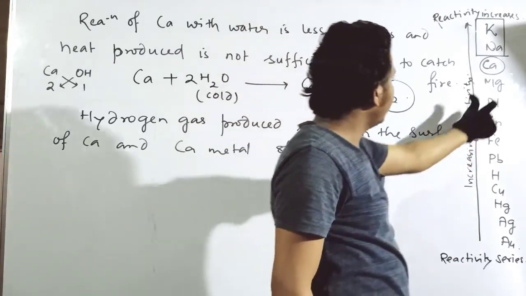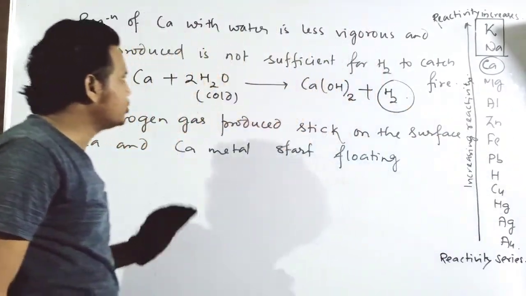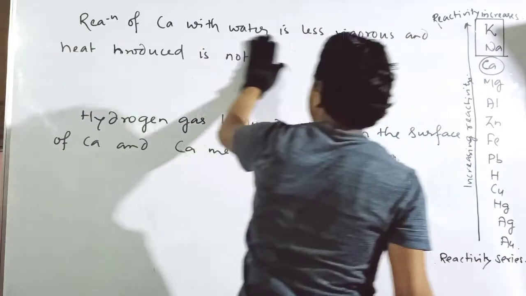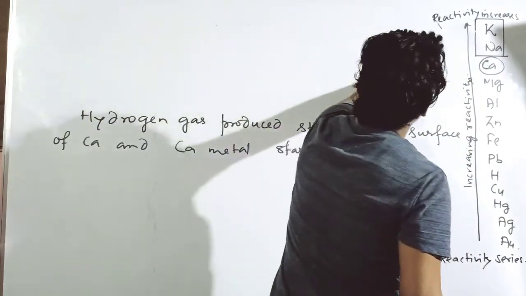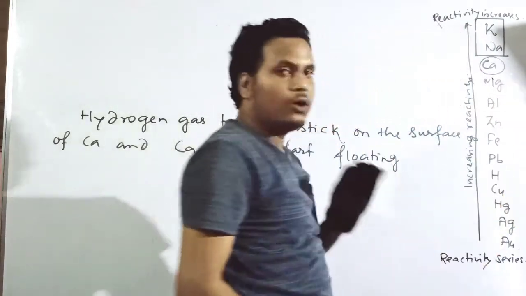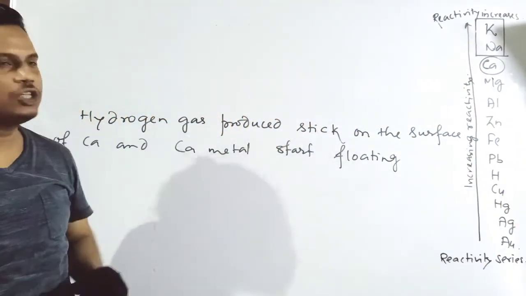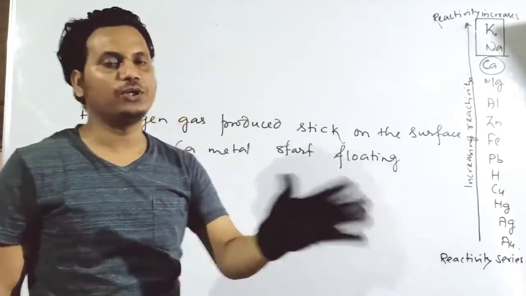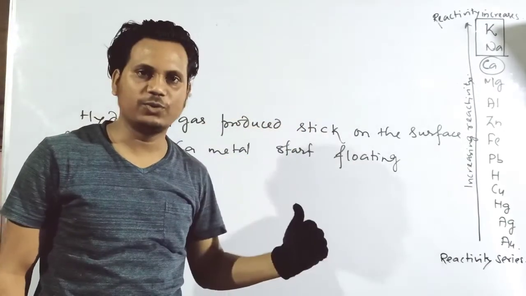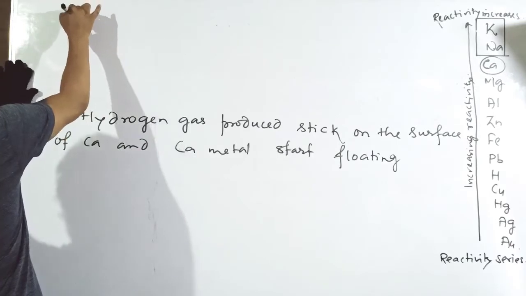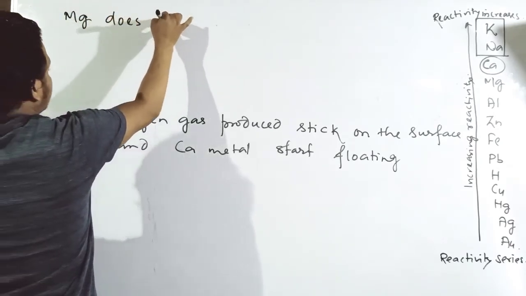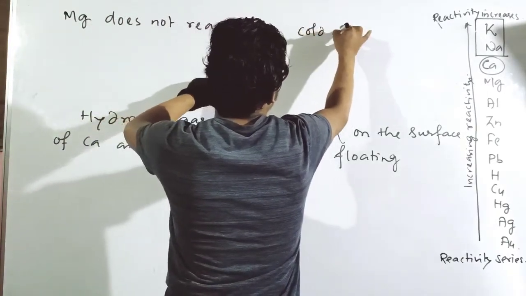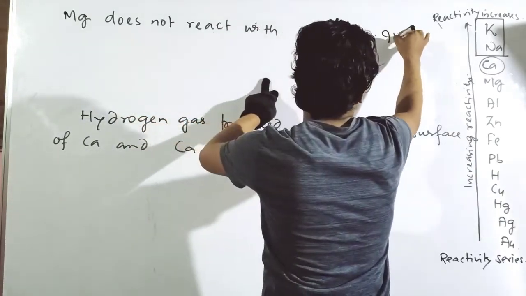Now next is magnesium. So what about the reaction of magnesium with water? We can say that magnesium does not react with cold water. It reacts with hot water to produce magnesium hydroxide and hydrogen. So the first point of difference is that magnesium does not react with cold water. It reacts only with hot water.